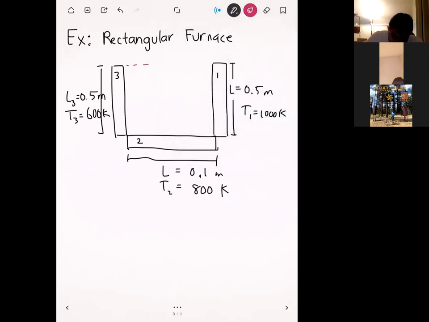And let's say that up here we have basically ambient air conditions. The length of this opening right here is also 0.1 meters. And then the outlet temperature up here, T infinity, we'll say is 300 Kelvin. So that's just about room temperature.